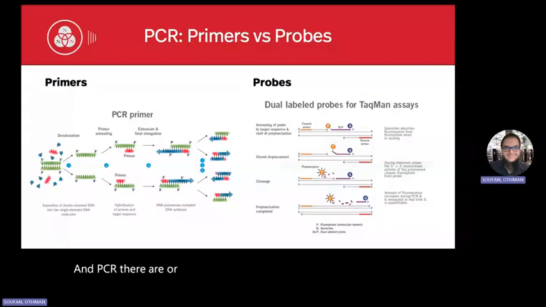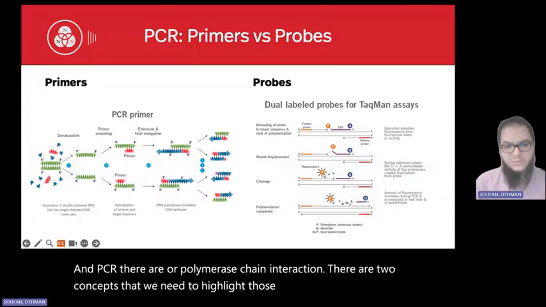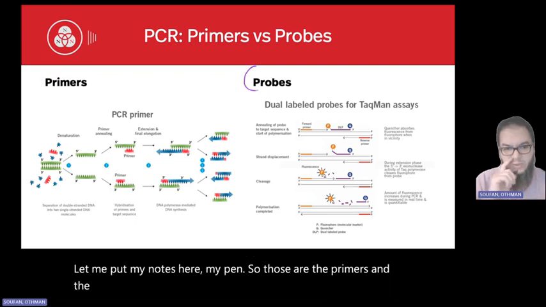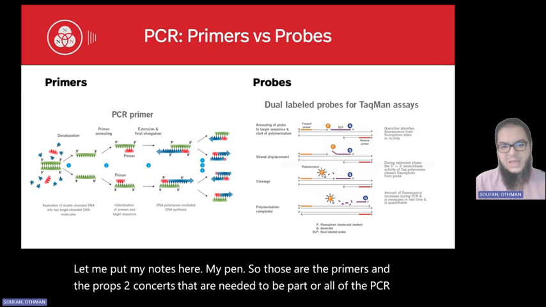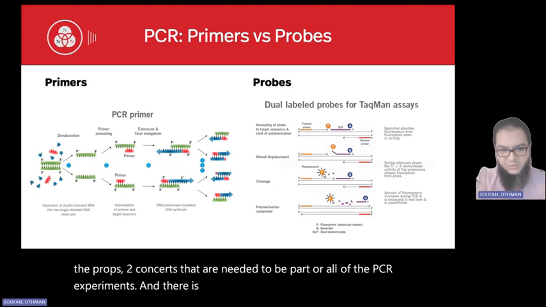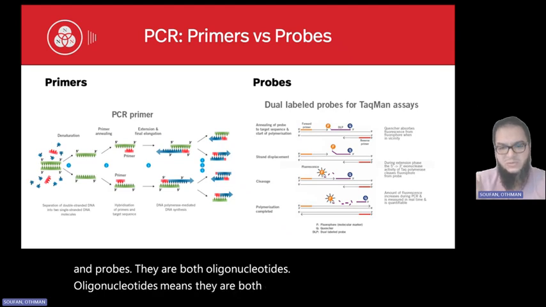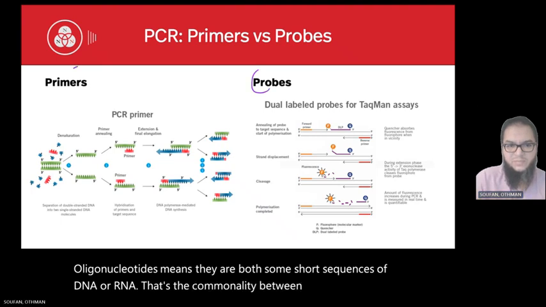In polymerase chain reaction, there are two concepts that we need to highlight. Those are the primers and the probes. Two concepts that need to be part of the PCR experiments. And there is something common between primers and probes. They are both oligonucleotides. Oligonucleotides means they are both short sequences of DNA or RNA. That's the commonality between both of them.